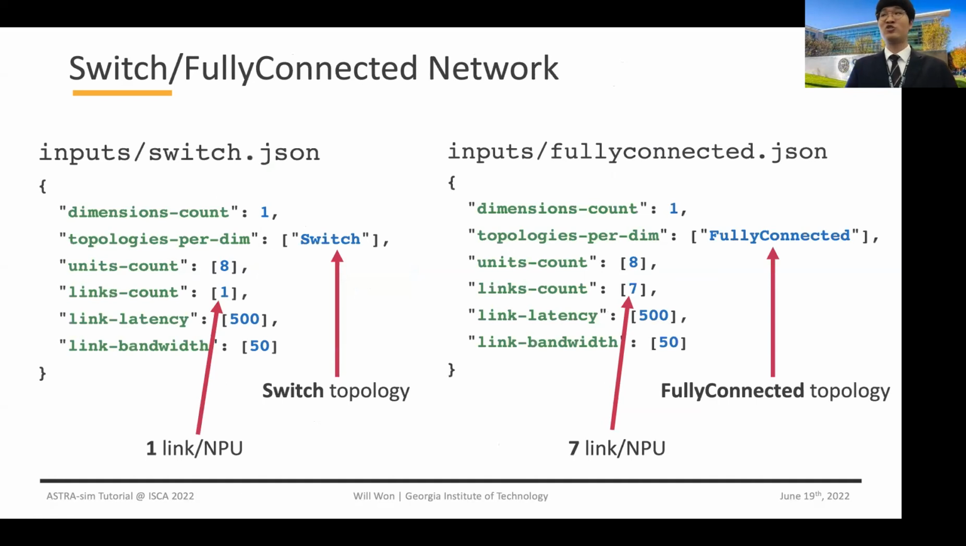So I can go and change the network file, creating switch.json and fully-connected.json files. It's still a one-dimensional topology, but now it's not ring, it's switch and fully connected. I'm still testing an 8 GPU system. I just changed the link count. The switch only has 1 link connecting it to the switch, whereas in the fully connected one, each NPU has 7 links connecting it to other NPUs. And link latency and bandwidth, I just left at 500 nanoseconds and 50 gigabytes per second. I already pre-populated these input files for your convenience.